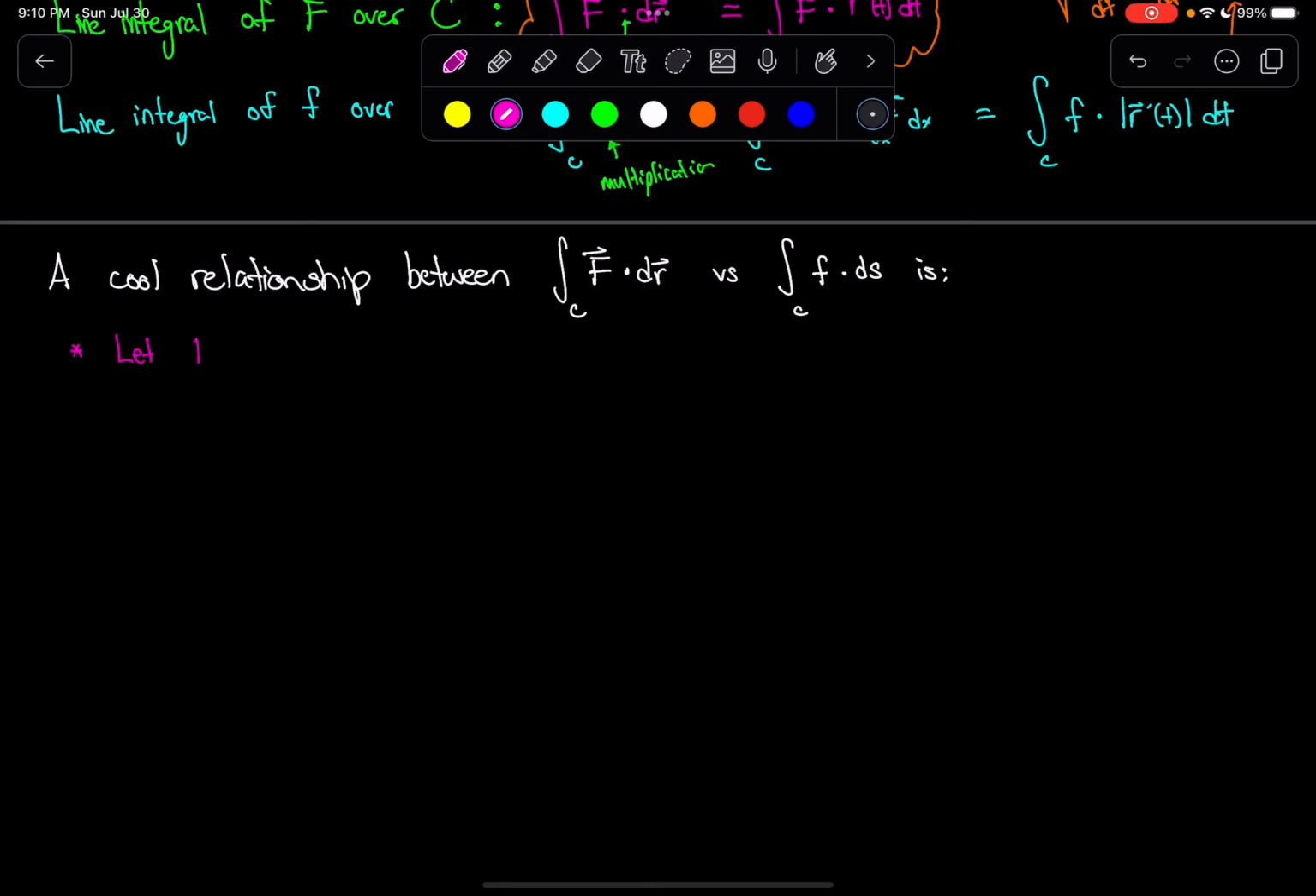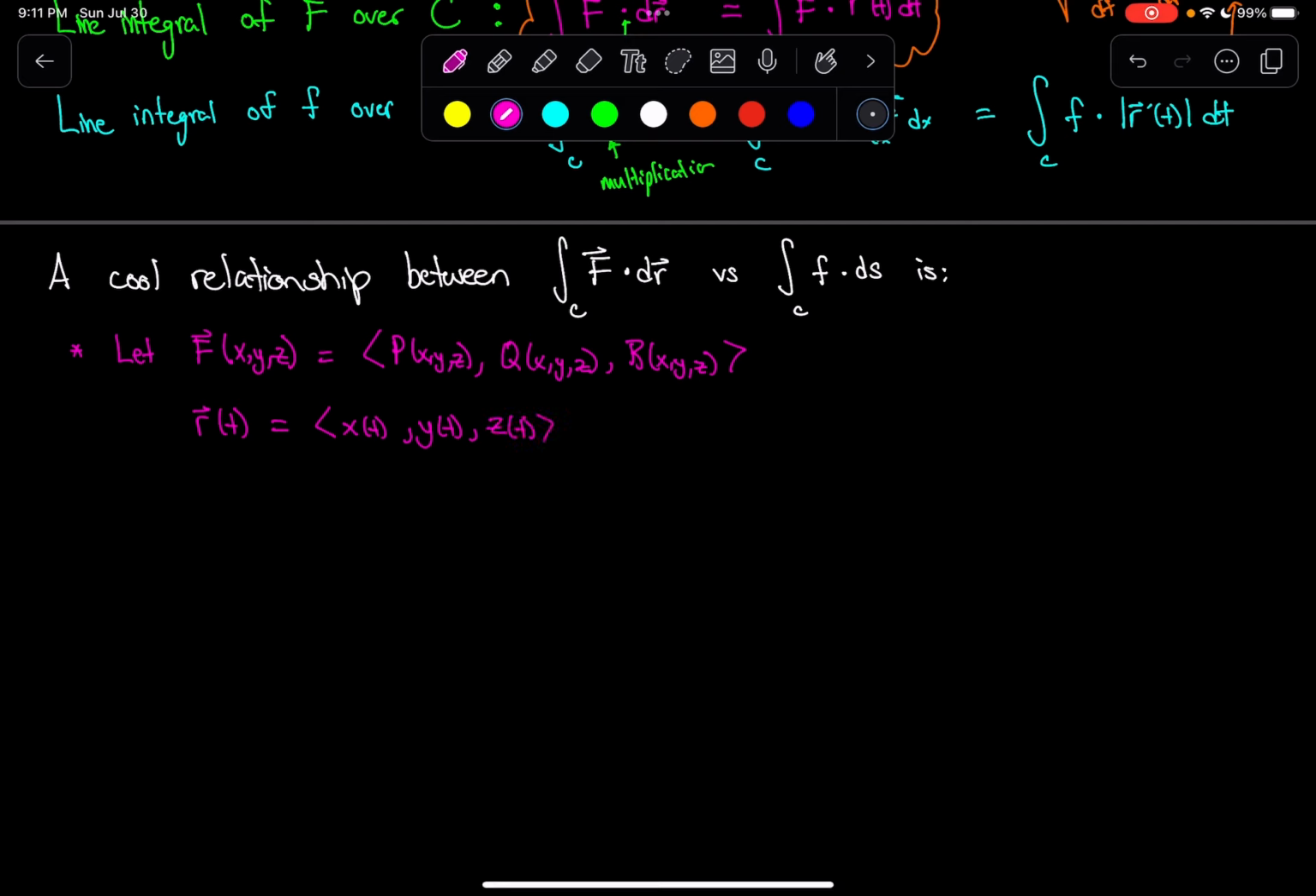So let's introduce a 3D vector field. Let f be equal to some 3D vector field. So it has a first component, which we usually call P, a second component, which we usually call Q, and a third component, which, guess what letter comes after Q? R, right? And let's say that little r of t is going to be our parameterization of our path.